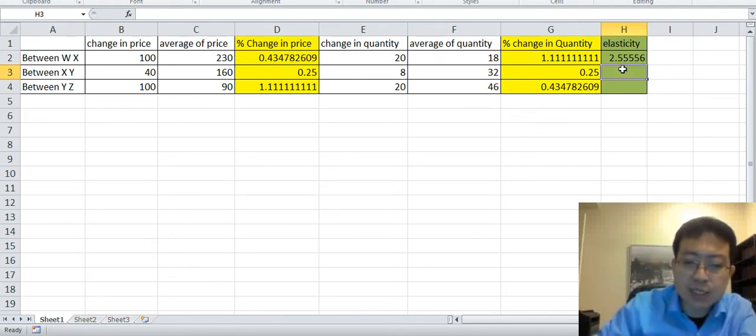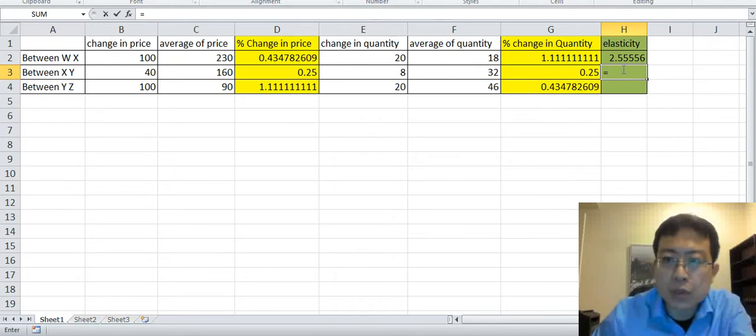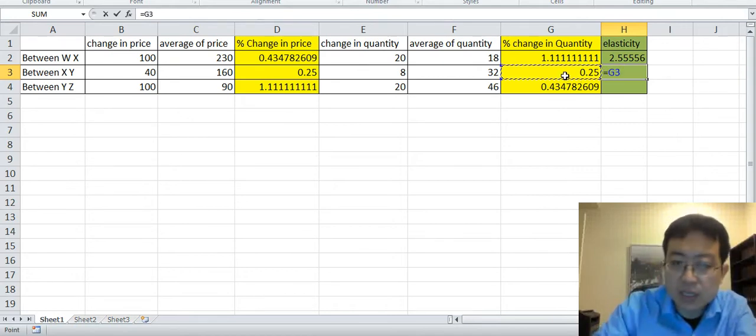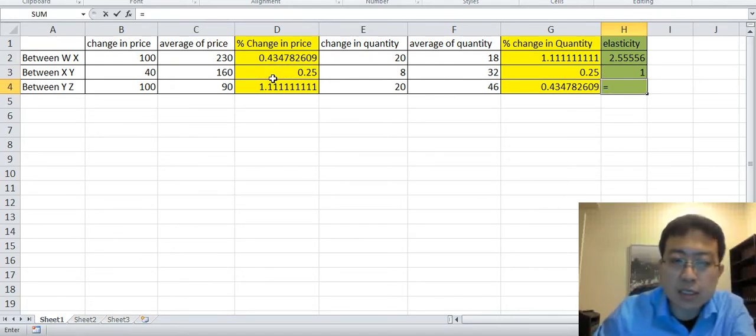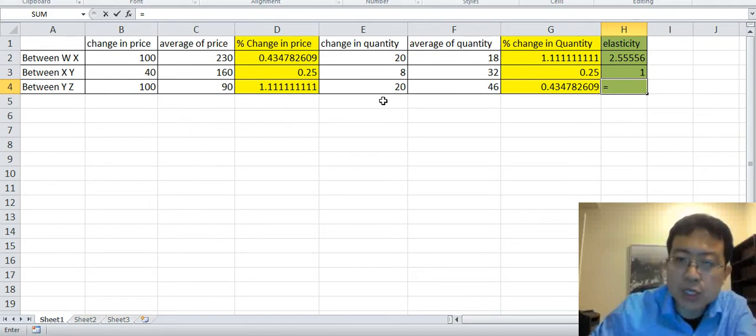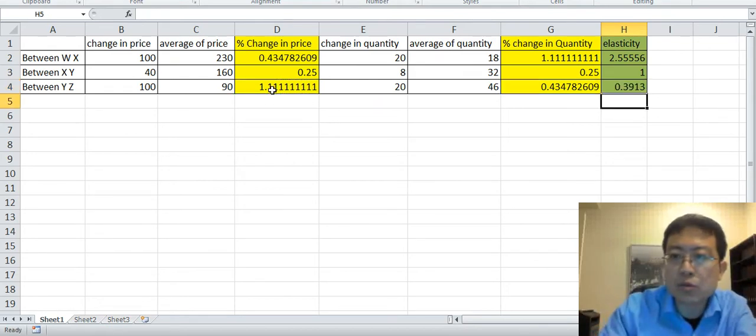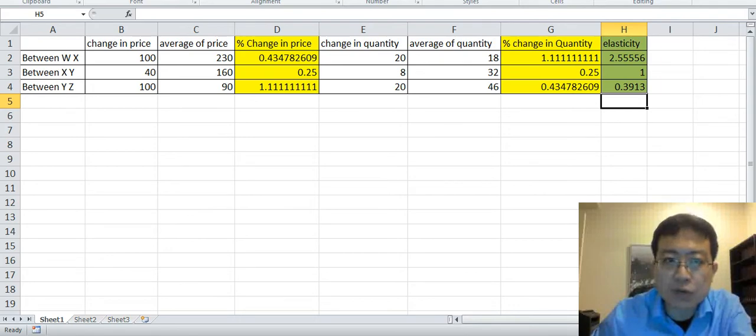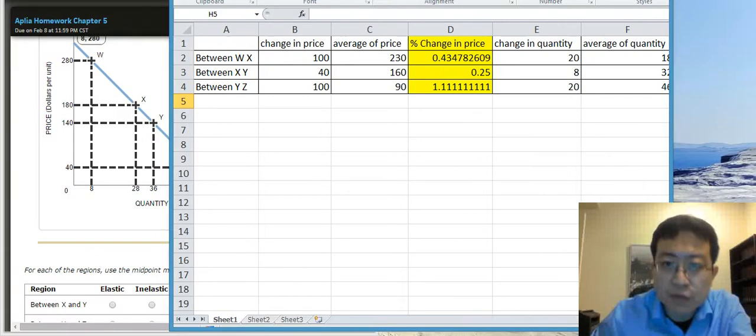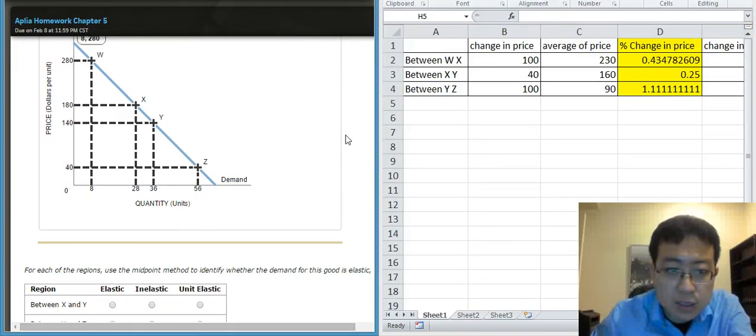And then for the next one, between x and y, we're going to do 0.25 divided by 0.25. The answer is going to be 1. And then for the last one, between y and z, we're going to do equal sign, and then the 0.4347 divided by 1.111, and the answer is going to be 0.3913. So this is the answer for now, and let's fill in the questions for Aplia.